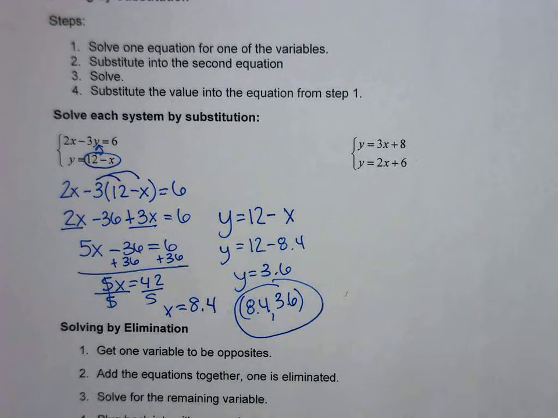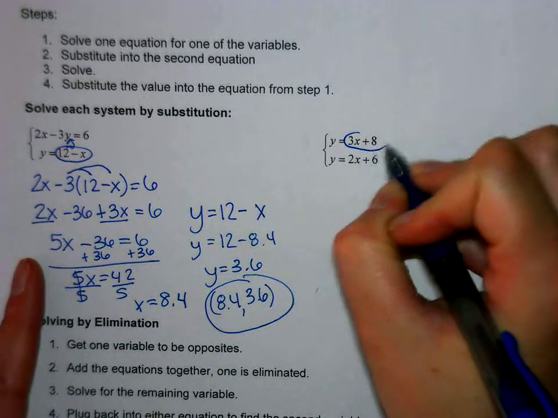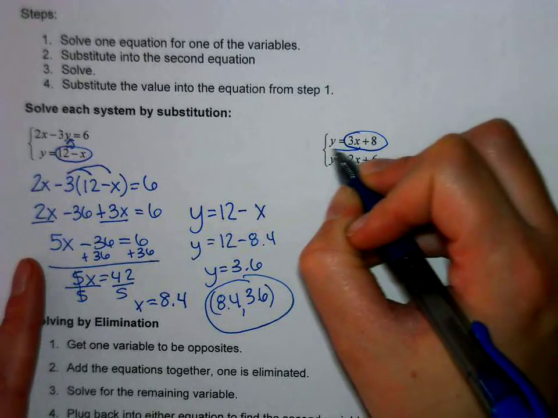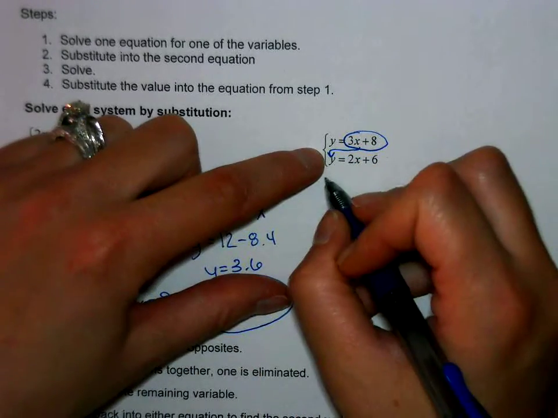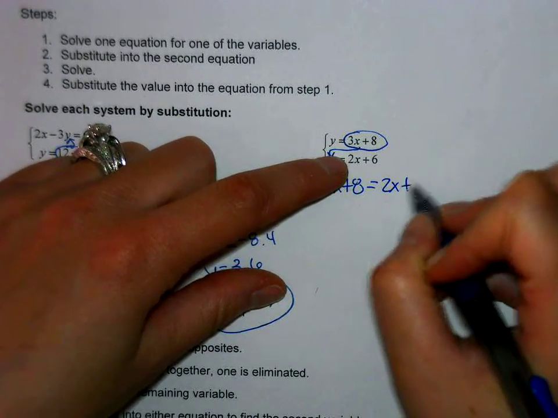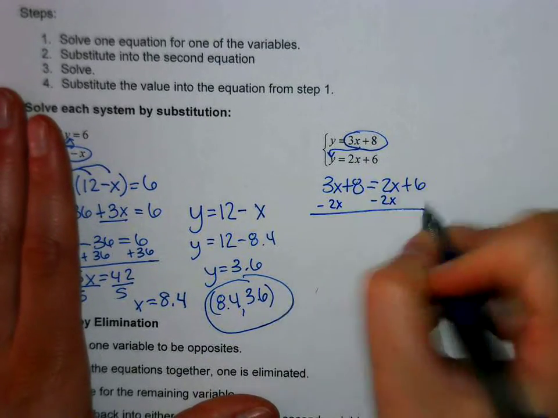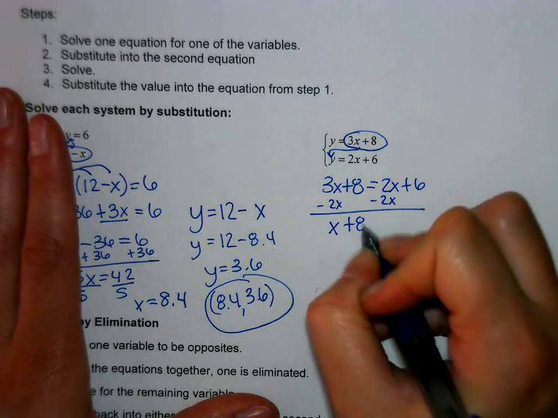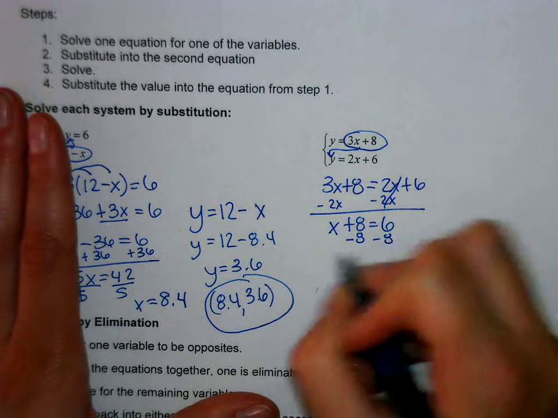Alright, so now let's take a look at our second example of substitution. I know here's what y equals, and I'm going to be replacing and substituting it in for my second equation. So instead of y, I have 3x plus 8 equals 2x plus 6. If I subtract 2x from both sides, I end up with 1x plus 8 equals 6. Subtract 8 from both sides, x equals negative 2.